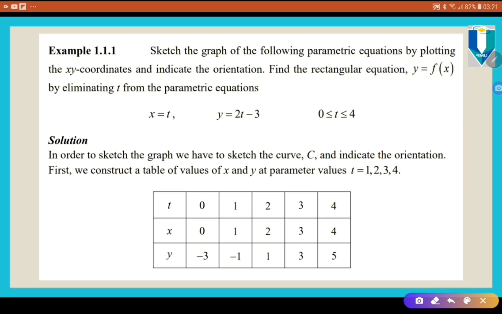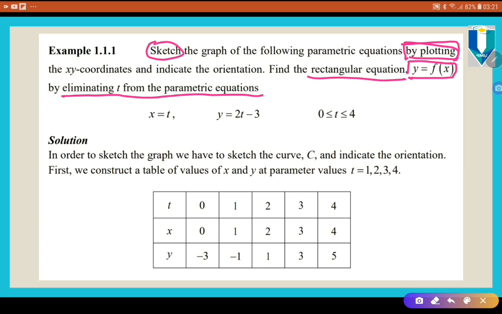Okay, so here, to sketch the graph of the parametric equation, we have two methods. One is by plotting. That's the first method. So to sketch the parametric equation, you can plot the points, and it's called method number 1, by plotting. And then another method you can use is to eliminate the variable t from the parametric equation, and you get a rectangular equation.